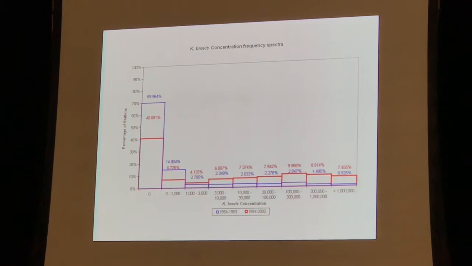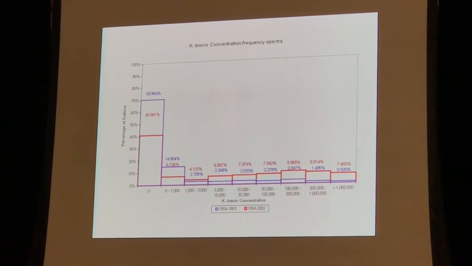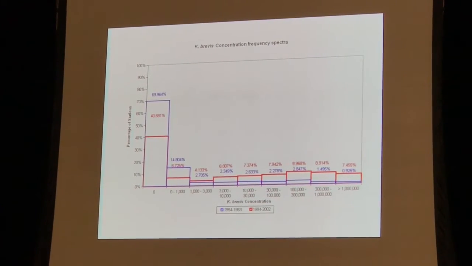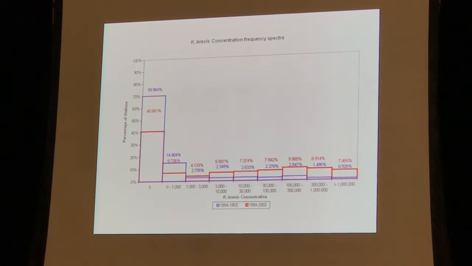I'm not sure why the pointer's not working. Okay. Right in here. These fish are exposed to these sublethal concentrations, so the toxins in the fish are not enough to kill them.